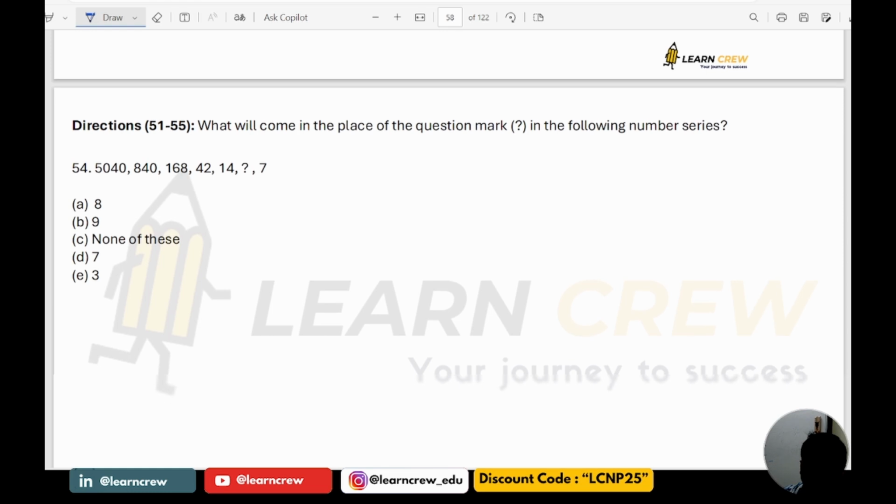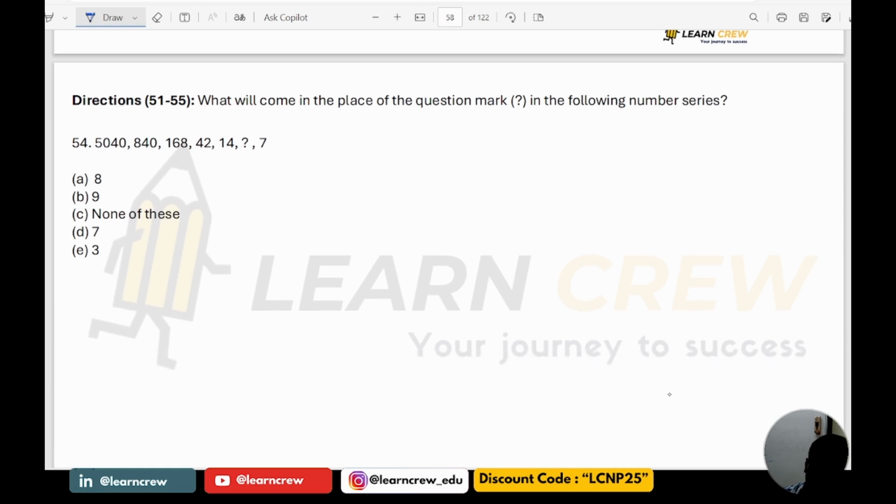5. So here what will come in the question mark? So 5040 divided by how much? Divided by 6. 840, 5 times. It is 4 times. It is 3 times. 2 times. 14 by 2 is 7. So answer is 7.